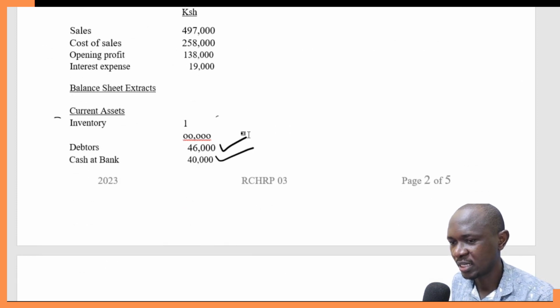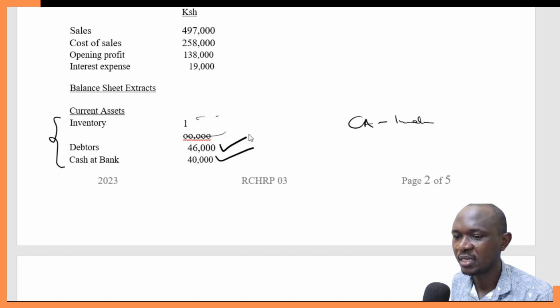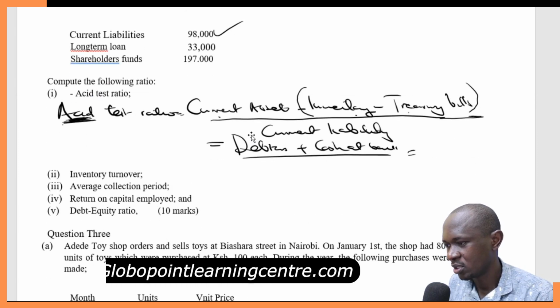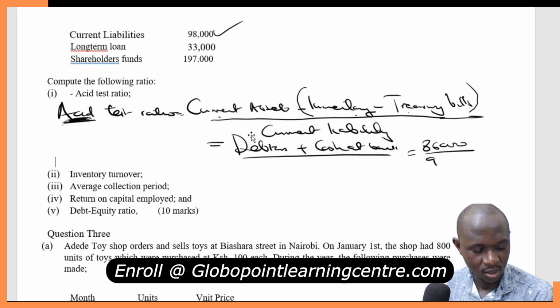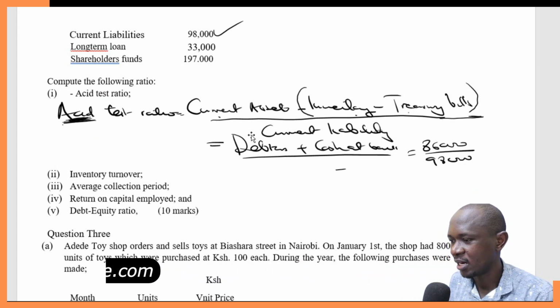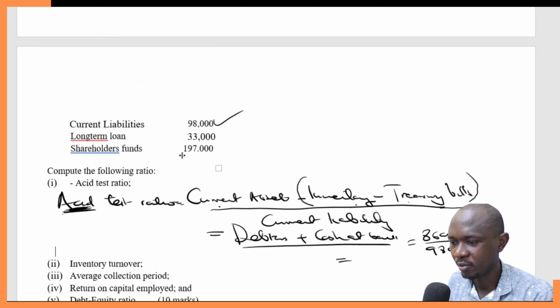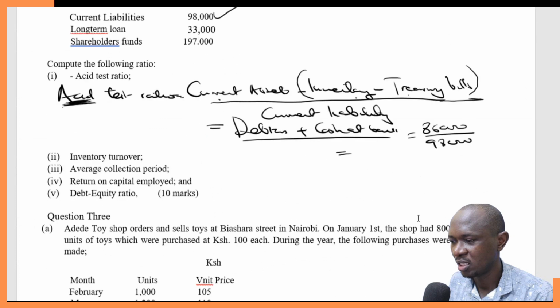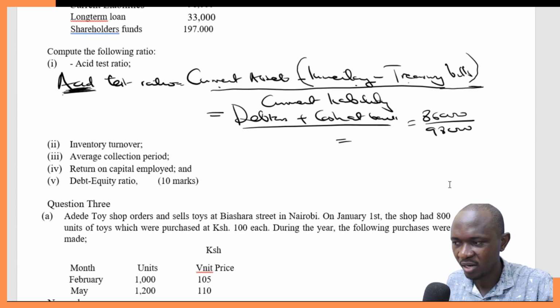Remember, all these are current assets, but we would still have taken the total of current assets minus inventory. So there's no need to take current assets minus inventory. It's as good as saying, let's just take the remaining current assets, which are the debtors plus the cash at bank. That gives us 86,000. For the current liabilities, we've been given the total, which is 98,000. So this will be 86,000 over 98,000. It's normally a ratio, so we don't have to multiply by 100. The 86,000 is debtors 46,000 plus cash at bank 40,000. So let's just divide that figure, and we'll get the answer.